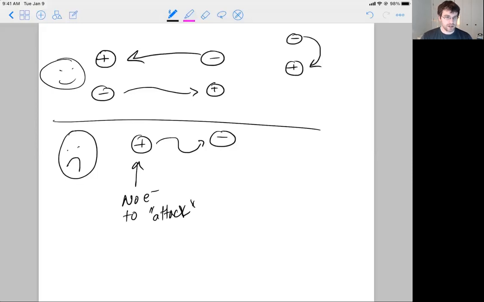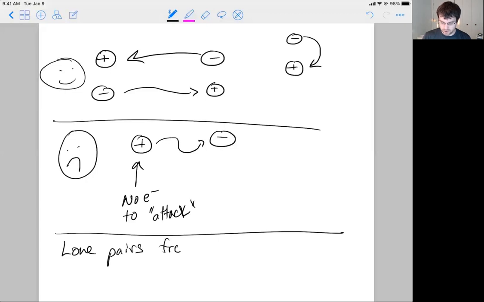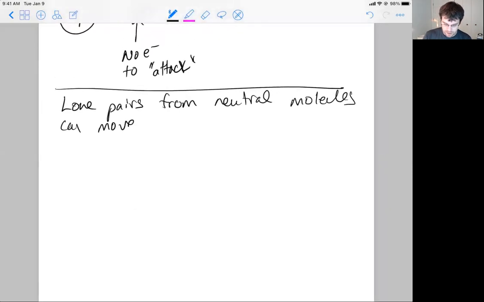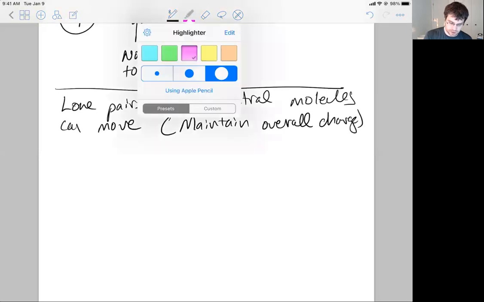So that is sort of an introduction to the curly arrow notation. Basically, we're showing movements from places where there are electrons to places where there are not electrons. We could have other examples where we could have lone pairs from neutral molecules can move, but we have to maintain overall charge. We have to maintain overall charge. You'll see what I mean in just a second.